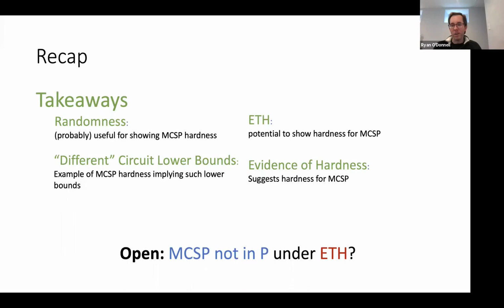This is probably a really dumb question, but does search to decision hold for MCSP? That's a great question. And in fact, it was another question that I think goes back to the 50s, where people were like, okay, is the search problem hard? Is the decision problem hard? And it's not known. It's been kind of a long-standing question.